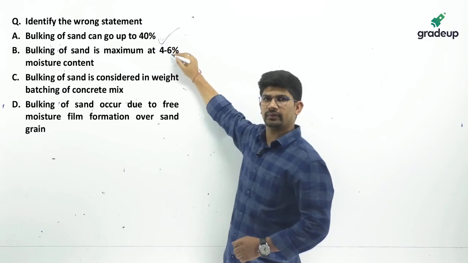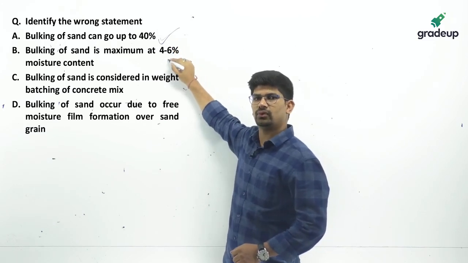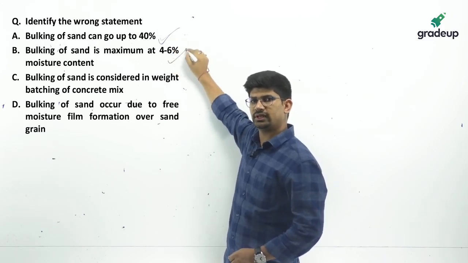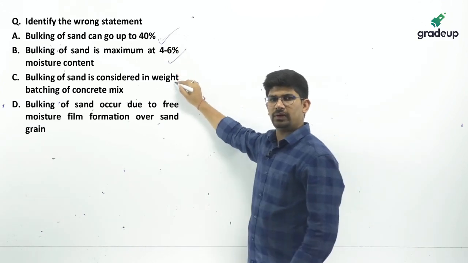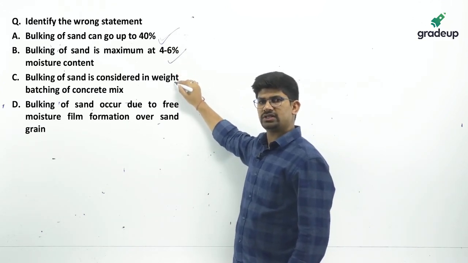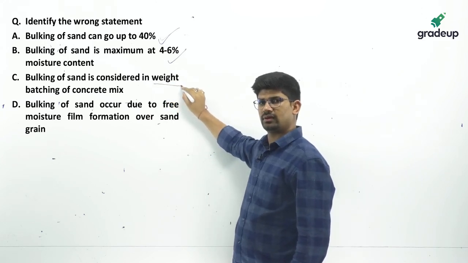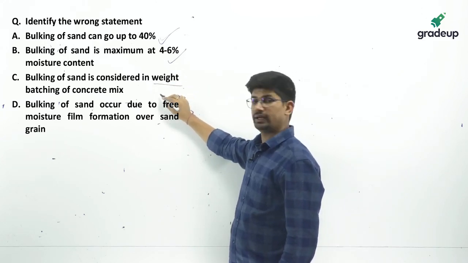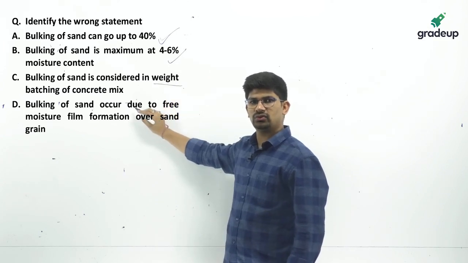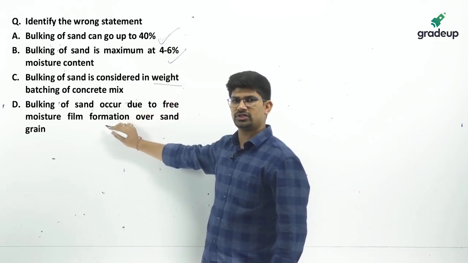This is correct. Okay. Bulking of sand is maximum at 4 to 6% of moisture content. Yes, this is also correct. Bulking of sand is considered in wet batching of concrete mixes. Now this is not correct. Bulking of sand occurs due to free moisture film formation over sand.